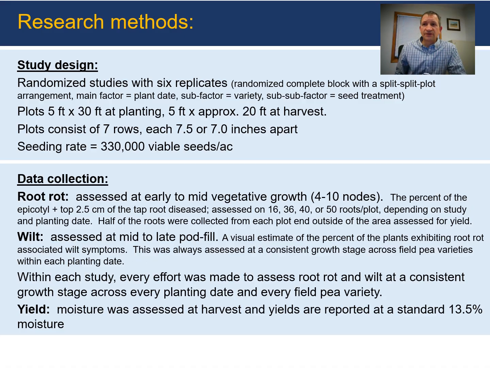I'd like to briefly describe our methods. We conducted these studies on fields with a long history of field pea and or lentil production. These are fields with elevated Aphanomyces and Fusarium root rot that built up naturally from a long history of growing the crop. We conducted the studies as randomized studies with 6 replicates. This means that you randomize the treatment 6 times and take the average across those 6 tests.